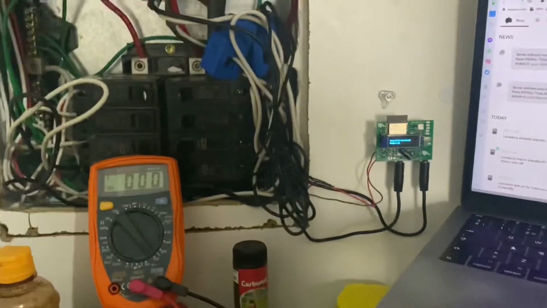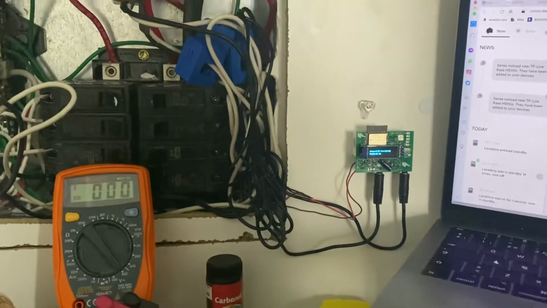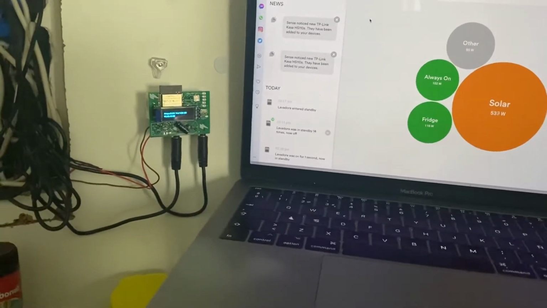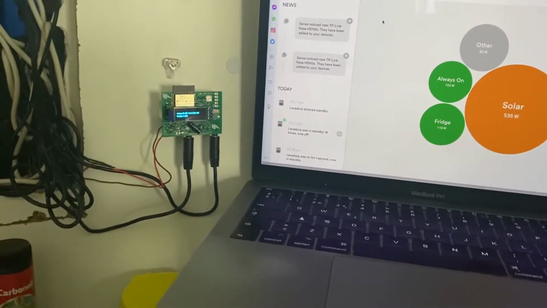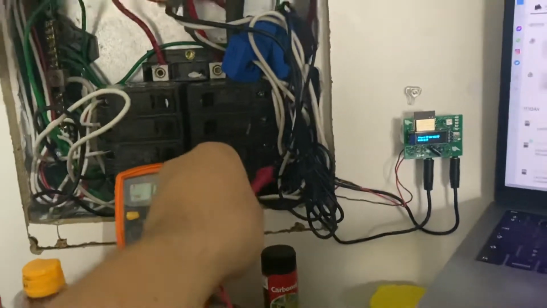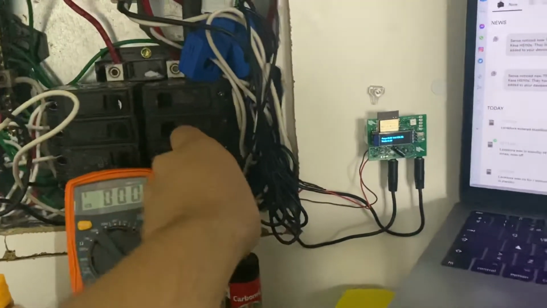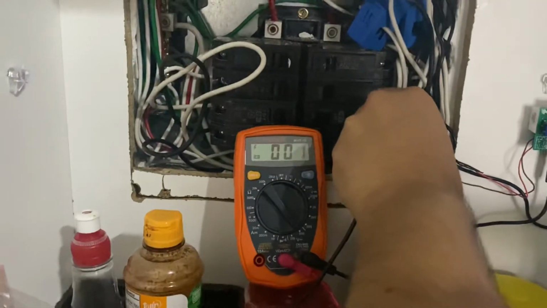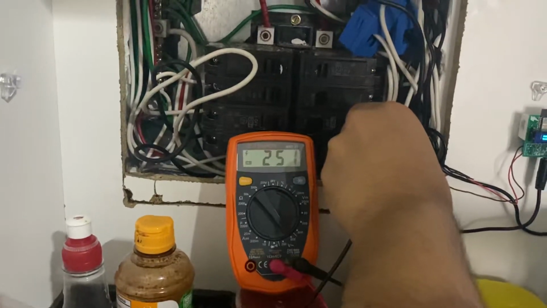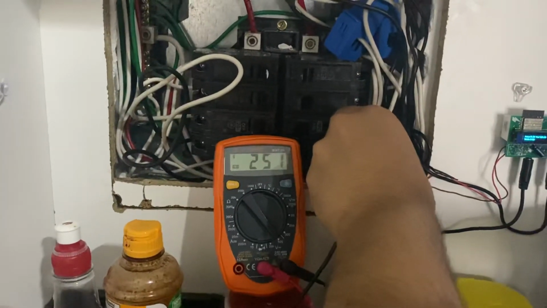All right, so it's now reading or making the reads, and now it's there. So yeah, basically, this is how it's working. So I'm gonna measure again here the voltage that I'm sending to the AC in these two main. Okay, I'm sending 250 something. All right.